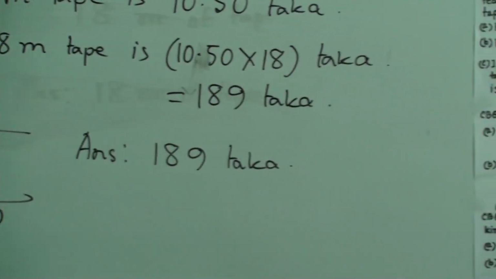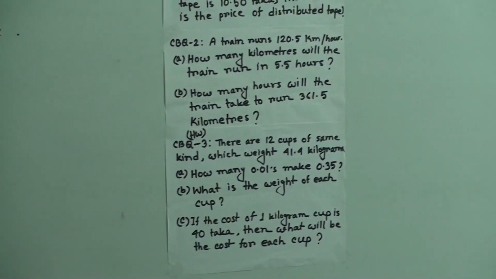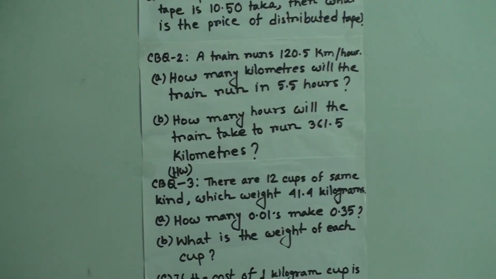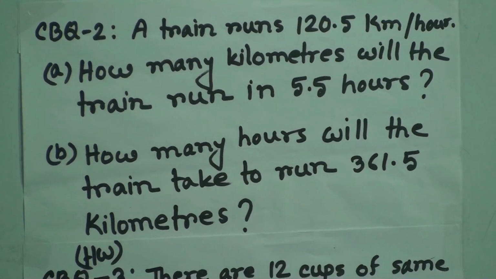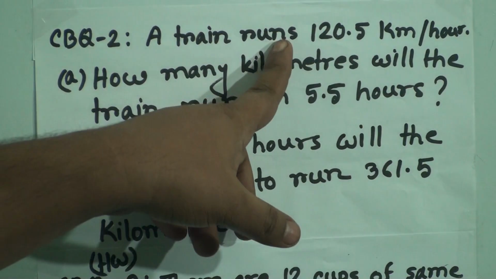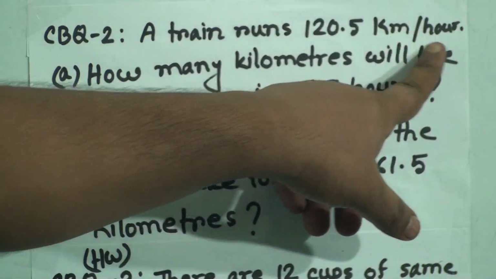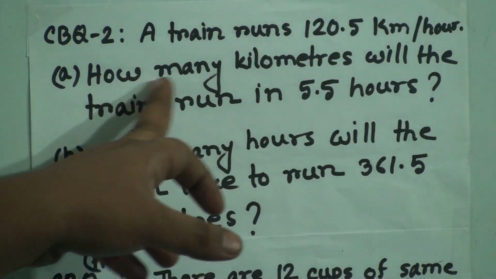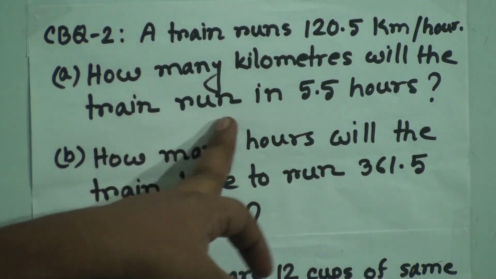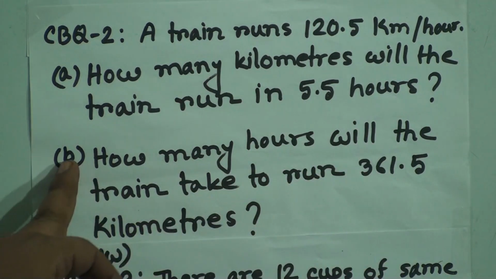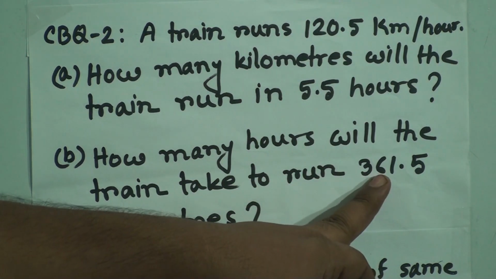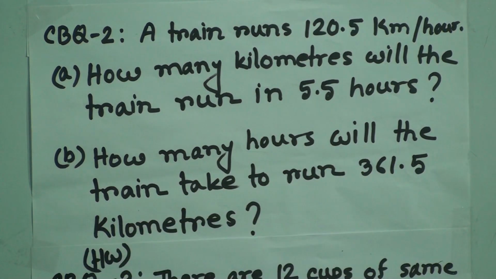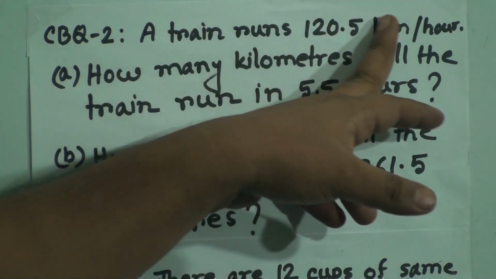Next we shall solve question number 2, CBQ number 2. Before starting to solve this math, at first we read the question, after that we make a plan. Okay, how to solve that problem. CBQ number 2, a train runs 120.5 km per hour. A number question, how many kilometers will the train run in 5.5 hours? B number question, how many hours will the train take to run 361.5 kilometers? Dear students, so easy math. At first we need to understand what this sentence says.